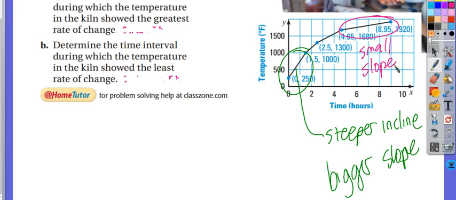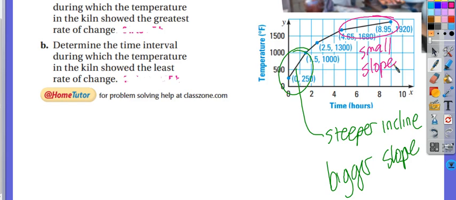A slope is a number. It's a number that compares the vertical to the horizontal. It's a ratio of the rise to the run. Okay? And if that number is big, if that rise to run is big, we're having a big rate of change. And if it's small, we're having a small rate of change or a slow rate of change.